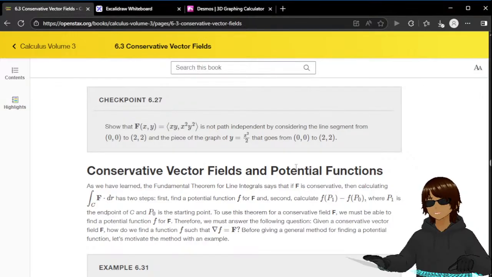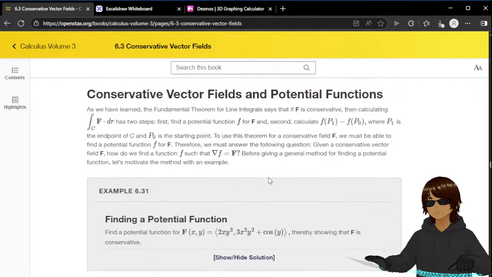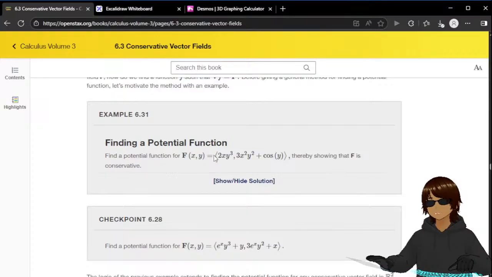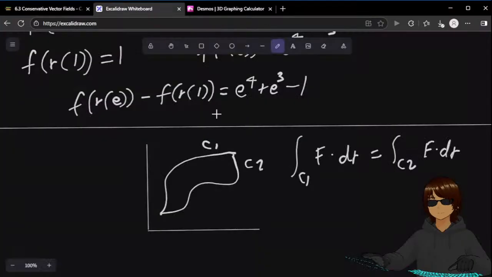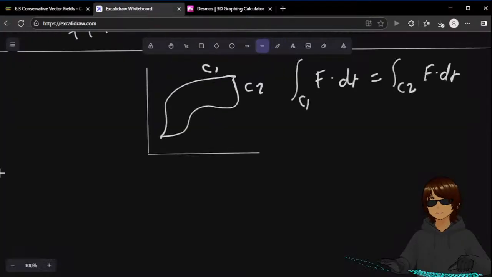Conservative vector fields and potential functions. Given a conservative vector field, how do we find a function f such that the gradient of f is equal to F? Okay, so how do you find the potential function? Before giving a general method for finding a potential function, let's motivate the method with an example. Find the potential function for F, thereby showing that F is conservative.